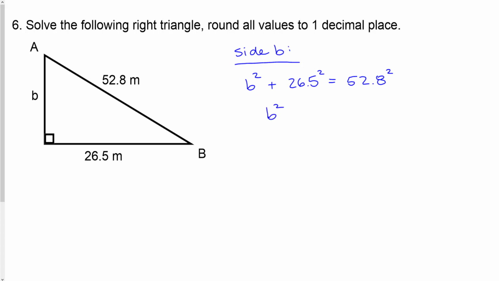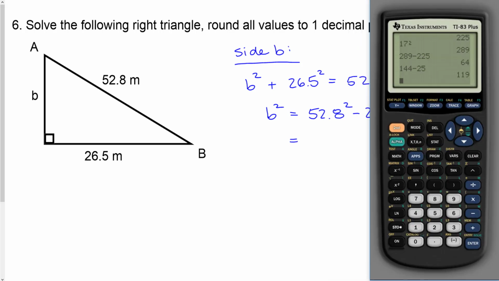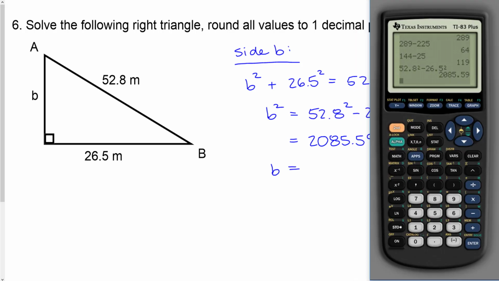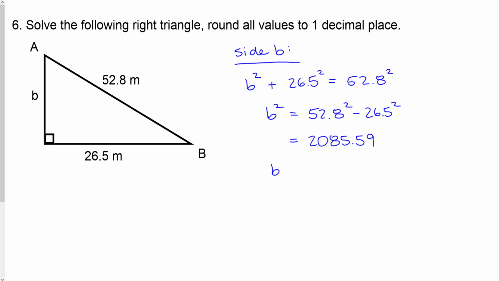Let me get b squared by itself by subtracting 26.5 squared over. And that is going to equal, let's see, 52.8 squared minus 26.5 squared, 2085.59. And when I take the square root of both sides, that's going to tell me that that length B is 45.7. So I should say that's an approximation, 45.7 meters in this case, although the units don't necessarily matter unless it's degrees and radians.